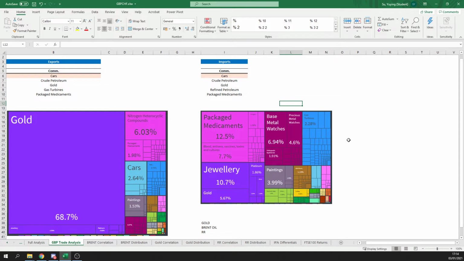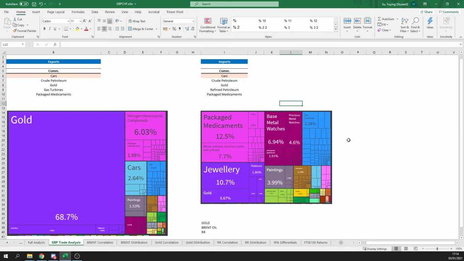So for the GBP Swiss franc analysis, there were a few factors that we considered, and we did this because of the majority of the exports that were identified. So the UK exports a lot of gold. As you can see, 68.7% of exports are gold to Switzerland. So it makes perfect sense to consider gold in our Forex analysis for GBP Swiss franc. Now, there are actually 4 other things that the UK exports, the top exports, which could also impact the currency value. So we've also included crude petroleum and also the gas turbine / cars industry.